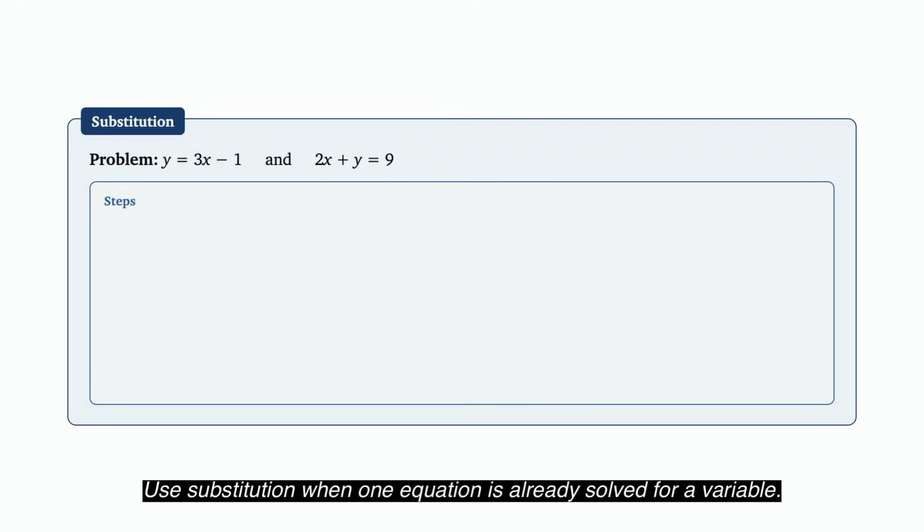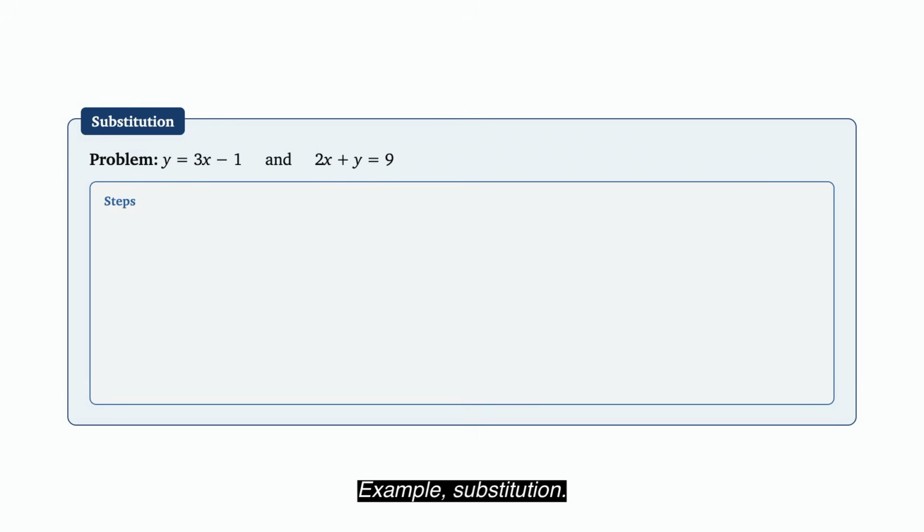Use substitution when one equation is already solved for a variable. Use elimination when the coefficients line up nicely.